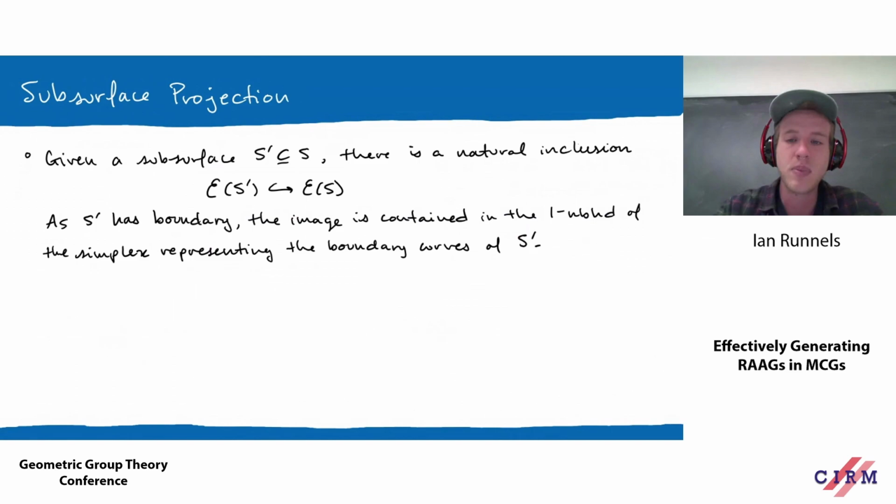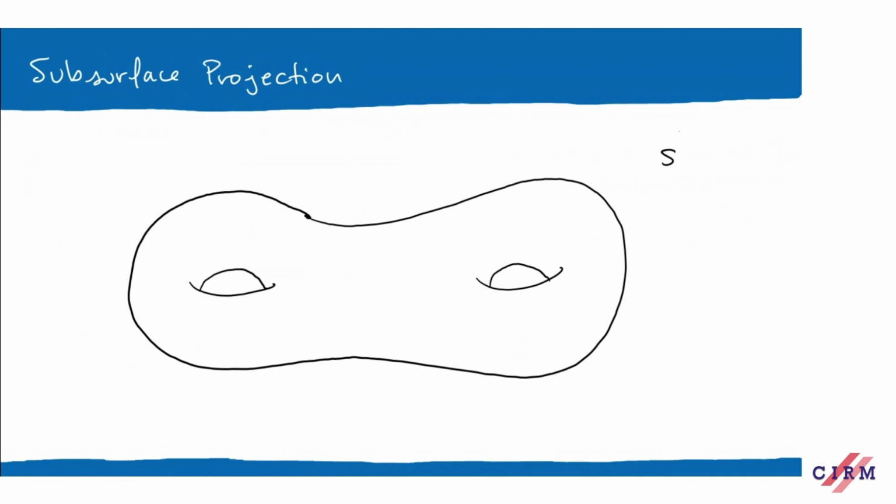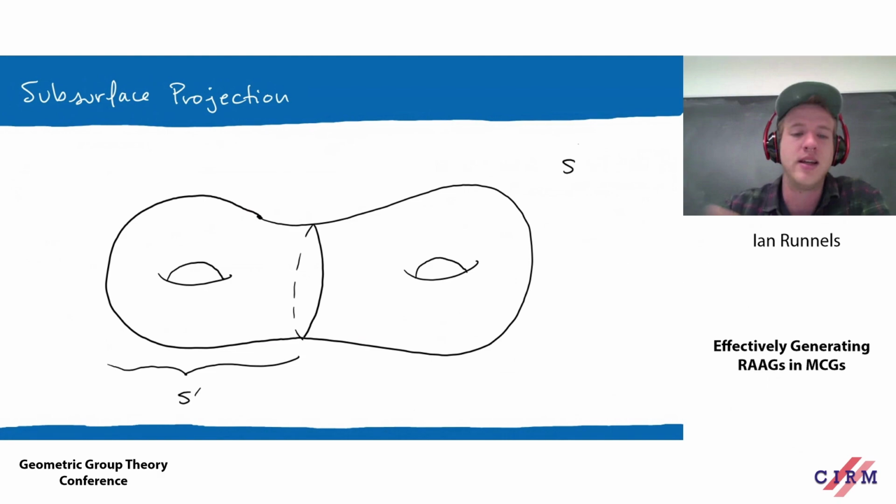And so if we think about the inclusion of the mapping class group of that subsurface, we act not only on the curve complex of the subsurface, but on the whole surface. And we want to approximate the action of the subgroup on the whole curve complex by somehow projecting curves to the subcomplex where we understand the action quite well. So what subsurface projection is, is actually quite simple. So I have my surface S, and let's say here we have this one-holed torus subsurface. So how do I project curves to this S prime? Well, if I live in S prime already, I project to myself.